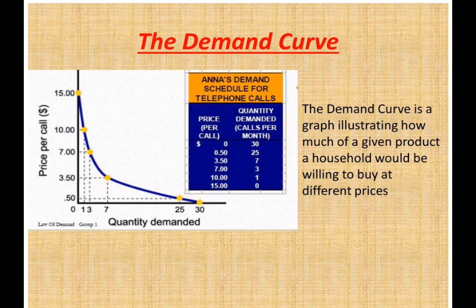The demand curve. The demand curve is a graph illustrating how much of a given product a household would be willing to buy at different prices. From the table given, it can be observed that for every unit of price rise, there is a unit of reduction in the quantity demanded. Through the graph, the inverse relationship between the price and the quantity demanded can be understood. As the price increases, the demand decreases.